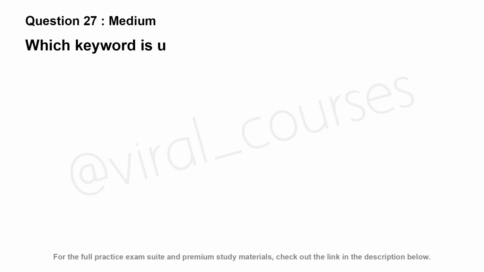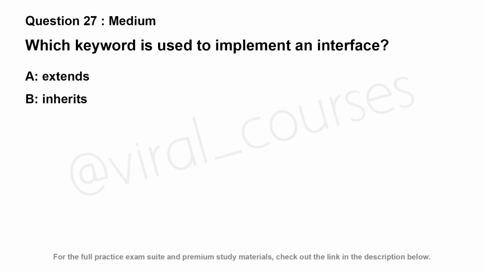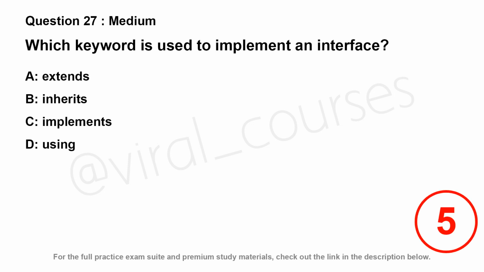Which keyword is used to implement an interface? Option A. Extends. Option B. Inherits. Option C. Implements. Option D. Using.